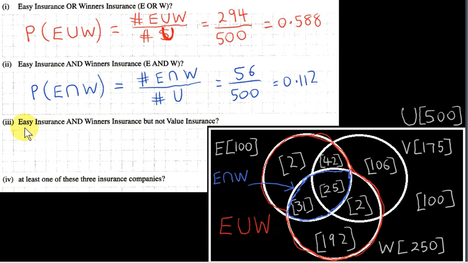Now we want the probability that a person is selected from E and W but not V. Now I will show that in green. E and W would be all of this region here. That's E intersecting W, but we don't want all of it. We only want the part of it that does not involve V. So we just need this part of it.